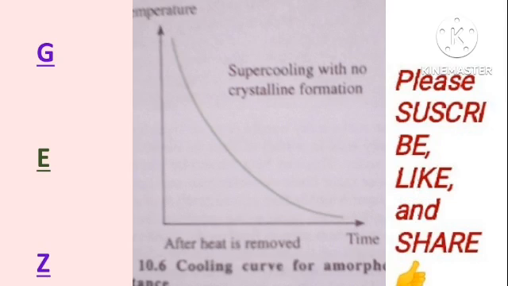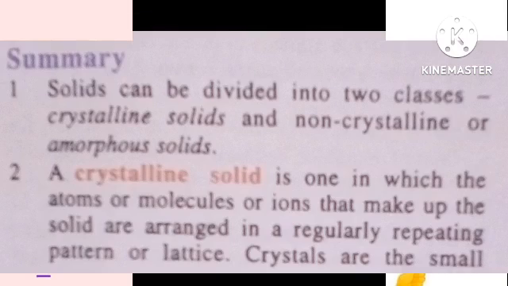Amorphous substances also soften gradually when heated, unlike a crystalline substance like ice, which will melt sharply. That is why you can heat glass tubing in a flame to soften and bend it. So in summary, let's talk about the major things we've covered in this episode. We've been talking about solids, which can be divided into crystalline solids and non-crystalline solids. We also talked about a crystalline solid, which is one in which the atoms, molecules, or ions that make up the solid are arranged in a regularly repeating pattern.